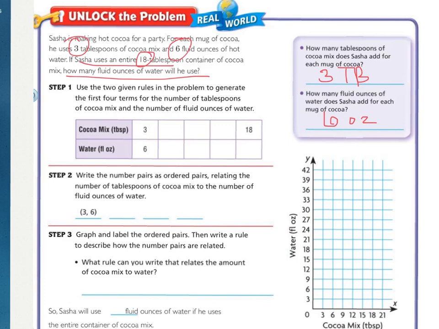So step 1 is to use the 2 rules to generate the first 4 terms of the number of tablespoons of cocoa mix and the fluid ounces of water. So fill in this table for the next 3 missing terms. You should have used the rule of +3 for the cocoa mix, so 3, 6, 9, 12, and then the rule of +6 for the water, so 6, 12, 18, 24. And then this box is our final answer that we're actually looking for.